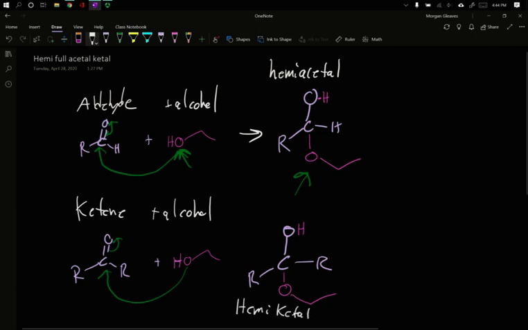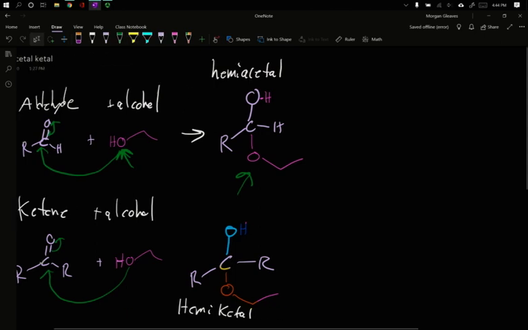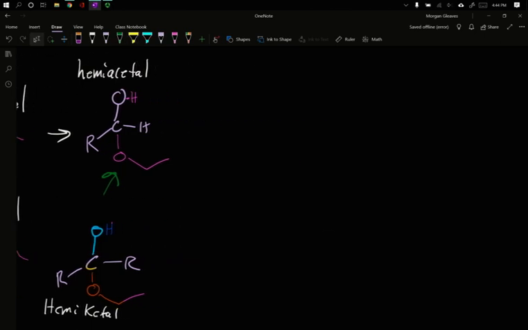The way to tell these, if you ever find a carbon that looks like it has an alcohol and an ether. And so I've got an alcohol here up above, and I've got an ether down below. They're sharing the same carbon. If you see an ether and an alcohol on the same carbon, you are either a hemiacetal or a hemiketal. Well, they are hemi because they're not done.